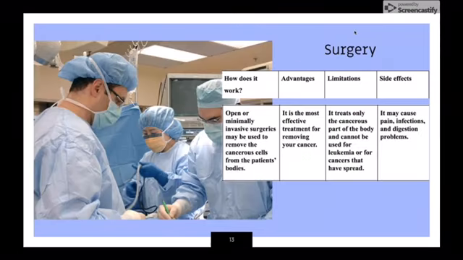The second type of treatment I'll talk about is surgery. And open or minimally invasive surgeries may be used to remove the cancerous cells from the patient's body. It's known as the most effective treatment for removing your cancer, and it's limited because it usually works only for localized cancers, but when it's spread out, it doesn't really function as well. And the side effects are pain, infections, and digestion problems.